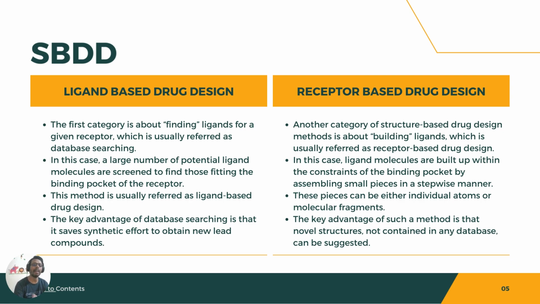In this case, a large number of potential ligand molecules are screened to find those fitting the binding pocket of the receptor. Binding pocket is nothing but the active site present on the receptor, identified based on which kind of ligand is properly fitting in that active site. So, based on that, various kinds of ligands are screened. So the list of ligands will automatically come from the database. This method is usually referred to as ligand-based drug design. And the key advantage of database searching is that it saves synthetic effort to obtain new lead compounds.